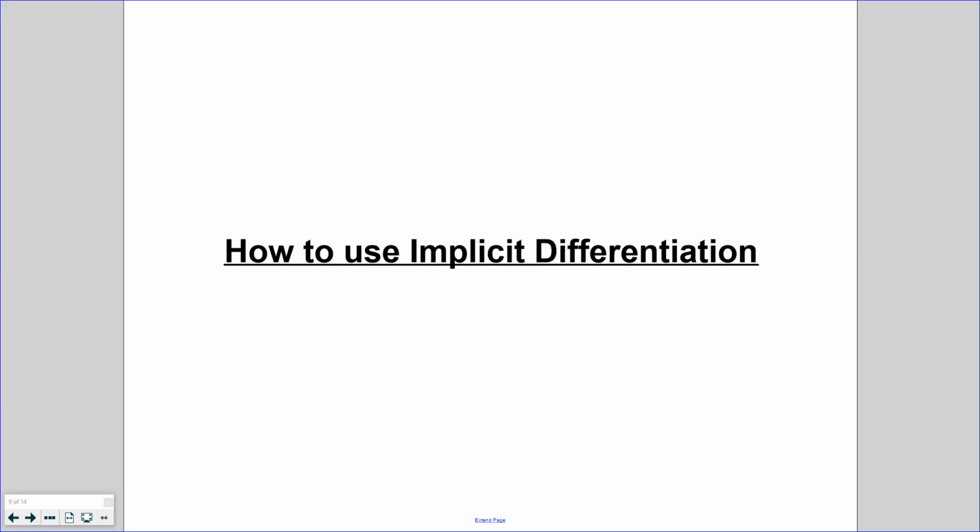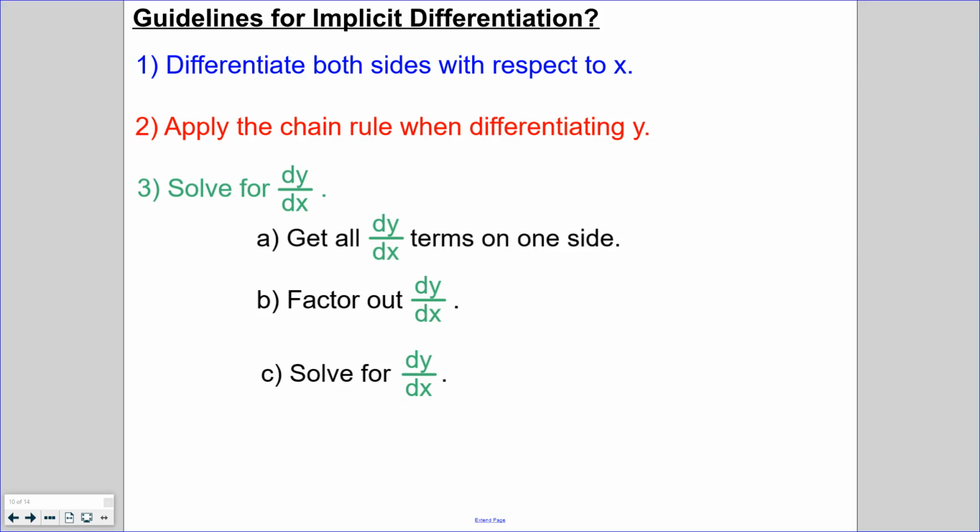All right, so now that we've looked at the basic idea of how to differentiate an implicit function, let's quickly go over how to use implicit differentiation. There are general guidelines for implicit differentiation. Step 1, like we did in the previous example, is to differentiate both sides with respect to x. Then step 2 is to apply the chain rule whenever we're differentiating y.